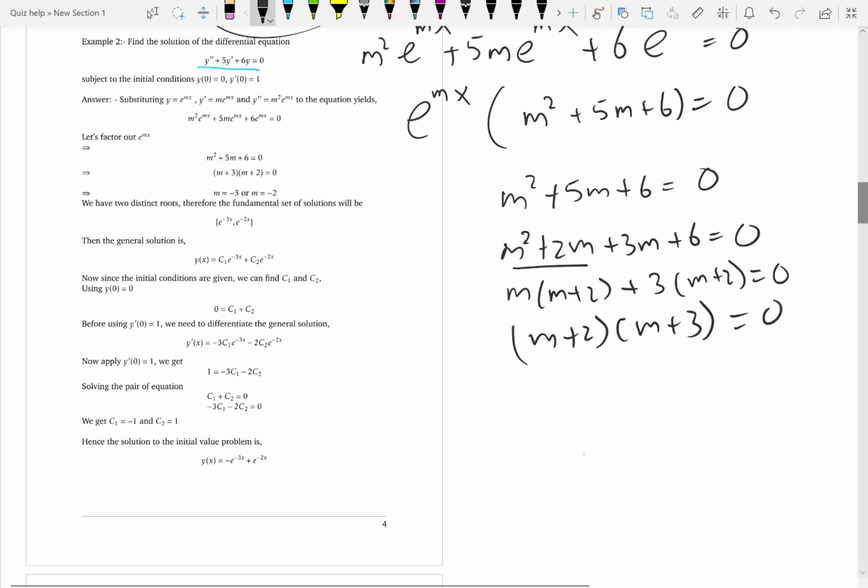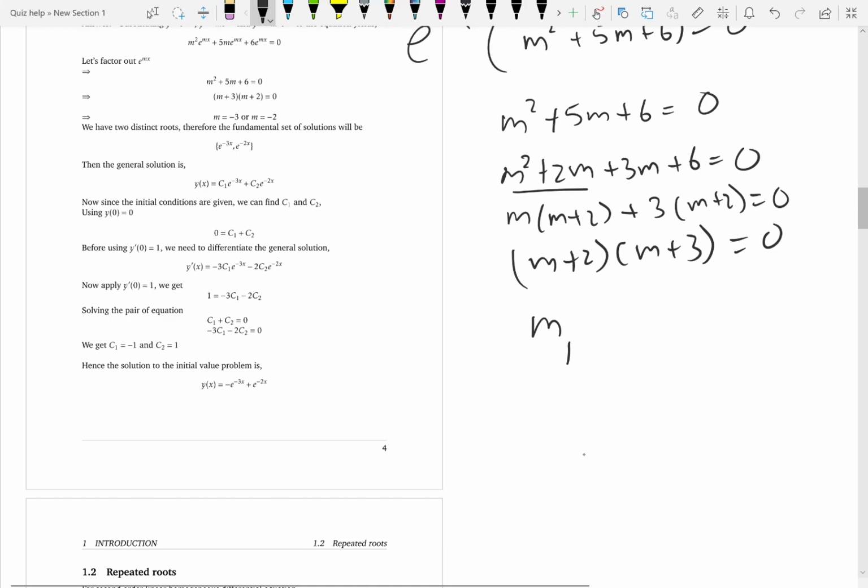Great. So what are the two m values? m1 is negative 2 and m2 is negative 3. Or you can choose m1 to be negative 3, m2 to be negative 2.